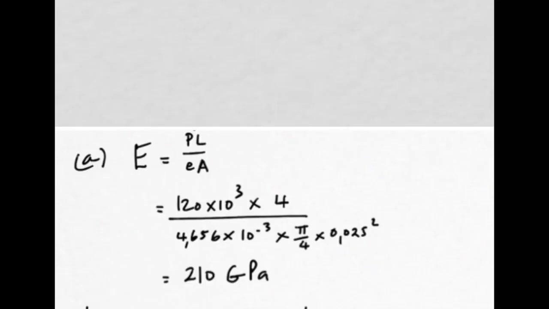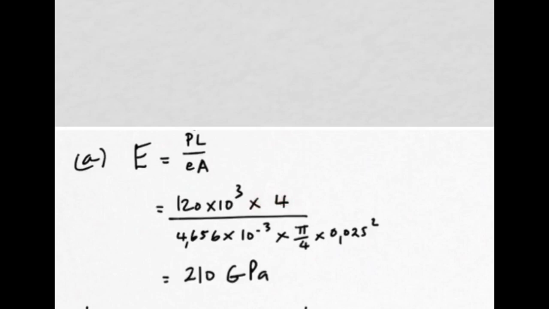So let's look at the first part. Remember what they said, 120 kilonewtons on a 4 meter long bar produced extension of 4,656 millimeters, and the bar had a diameter of 25 millimeters. Now our little formula for E says PL over EA. That is load times length over extension times area. So here we go, 120 kilonewtons times the 4 meters.